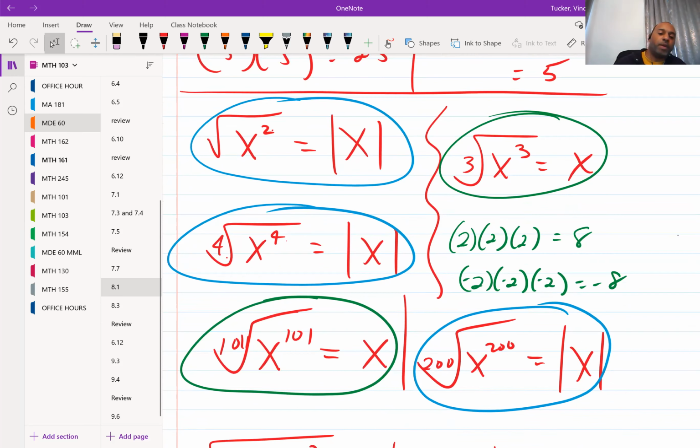And so here we have the 101st root of x to the 101st power. Because it's odd, we just write x. Then for the even root, we have the 200th root of x to the 200th power. It is even, so we use the absolute value of x.